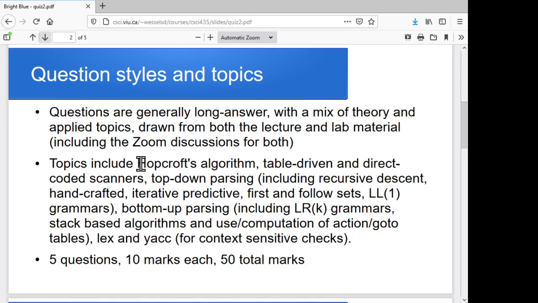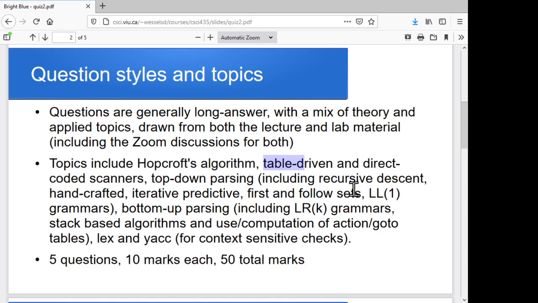The topics for this one are pretty much things from the two weeks following Quiz 1's material. So it starts off with Hopcroft's algorithm and proceeds from there, looking at table-driven scanners, direct-coded scanners, and hand-coded scanners as well. The tokenizers that we looked at, and top-down parsing, which included recursive descent parsers, handcrafted recursive descent parsing, iterative predictive parsers, and things like the first and follow sets and how those are relevant to the parsing that we do.